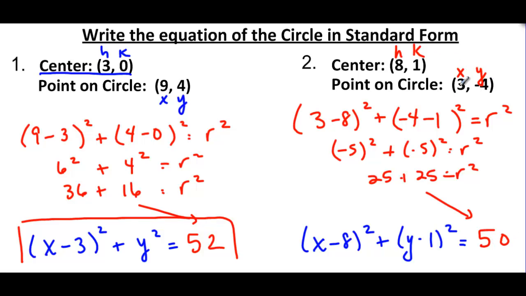Okay, and just be careful with your signs. x minus h, and then negative 4 minus 1. And then that would be our final answer.